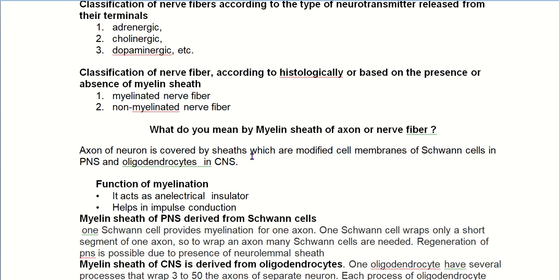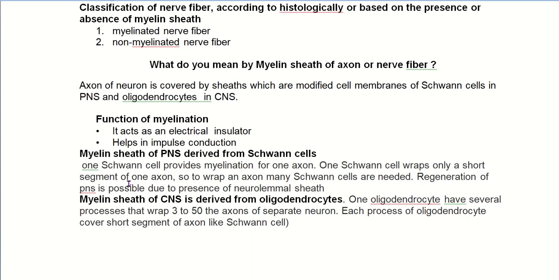The axon of the neuron is covered by the sheath, which is modified cell membrane of the Schwann cell in the peripheral nervous system and of the oligodendrocyte in the central nervous system. The process of myelination in the central nervous system and peripheral nervous system is quite different. The basic function of the myelination is the same. It acts as an electrical insulator and helps in impulse conduction.